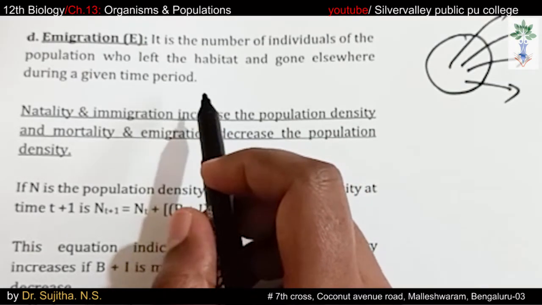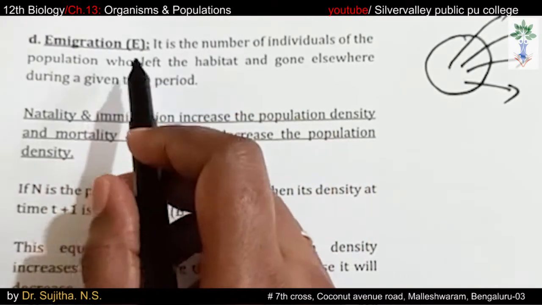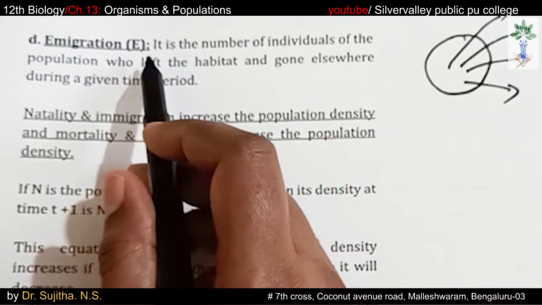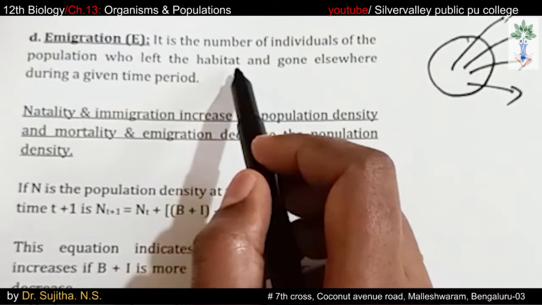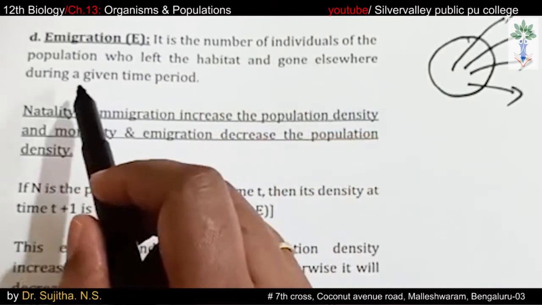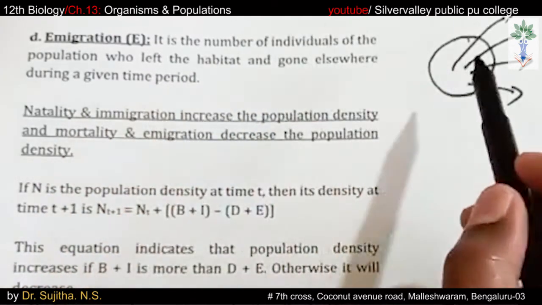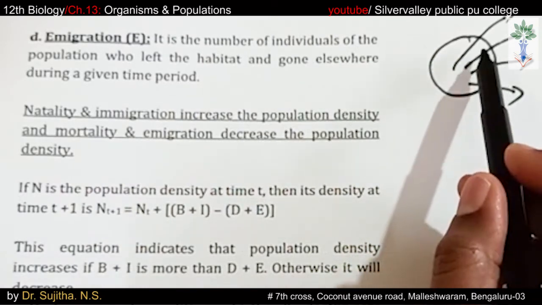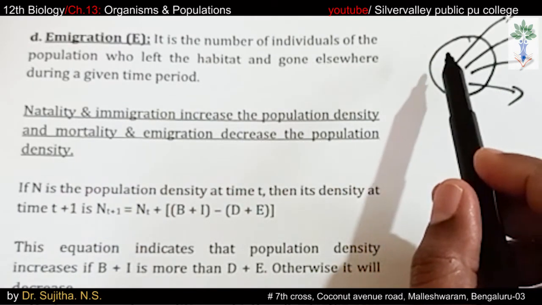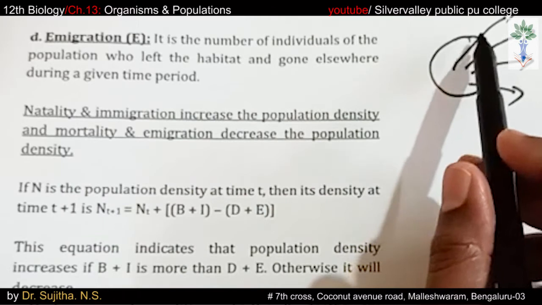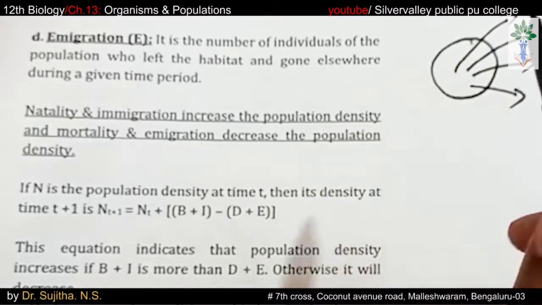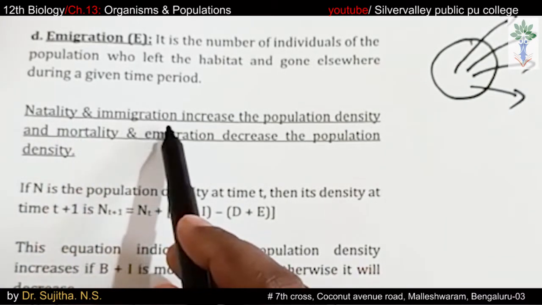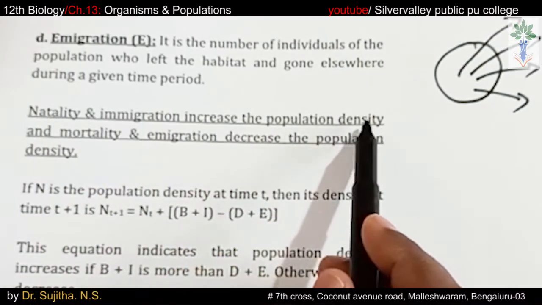And the fourth one is emigration. Emigration is represented by E. It means it is the number of individuals of a population who left the habitat and gone elsewhere during a given time period. So this is a particular habitat, and certain individuals from this habitat have left this habitat and gone somewhere else.